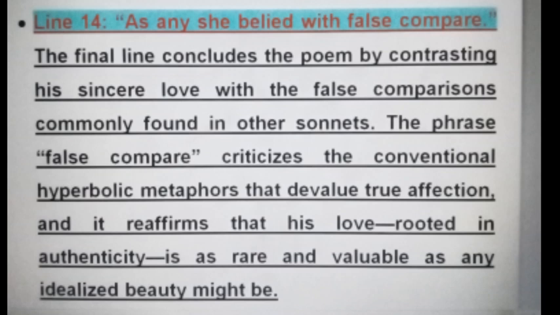Line 14. As any, she belied with a false compare. The final line concludes the poem by contrasting his sincere love with the false comparisons commonly found in other sonnets. The phrase false compare criticizes the conventional hyperbolic metaphors that devalue true affection, and it reaffirms that his love, that is, rooted in authenticity, is as rare and valuable as any idealized beauty might be.